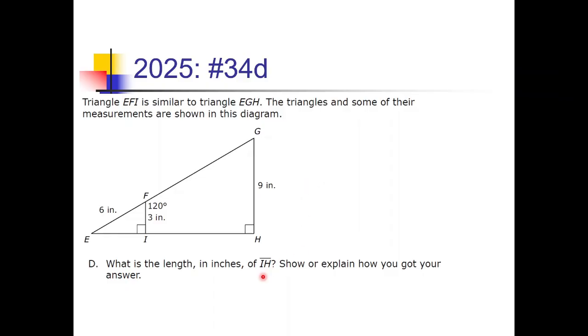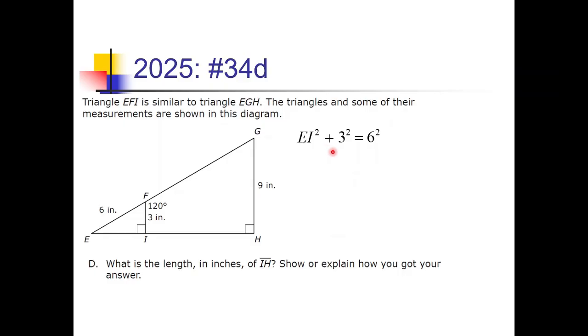For part D, the final boss battle of this open response question, they want the length in inches of segment IH right here. So I'm going to follow the same strategy I used to get FG. I'm going to find the length of the entire side, EH, and then I'm going to subtract the length of EI. Only in order to do this, I'm going to have to figure out EI first. So luckily, this is part of a right triangle, and I already have 2 sides, so I can use my Pythagorean theorem to get this. I can say EI squared plus 3 squared equals my hypotenuse, 6 squared.